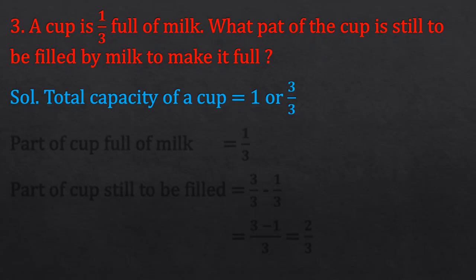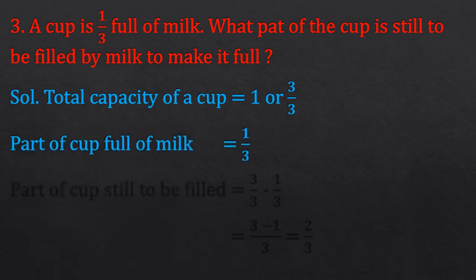We have to make the denominators same. A cup is 1/3 full of milk, so the denominator here is 3. So we can write 3 upon 3 or we can write 1 also. As we are doing subtraction and addition of like fractions, we will write it as 3 upon 3. So the total capacity of a cup is 3 upon 3, because we want one complete cup filled. And the part of the cup full of milk, given in the question, is 1 upon 3.